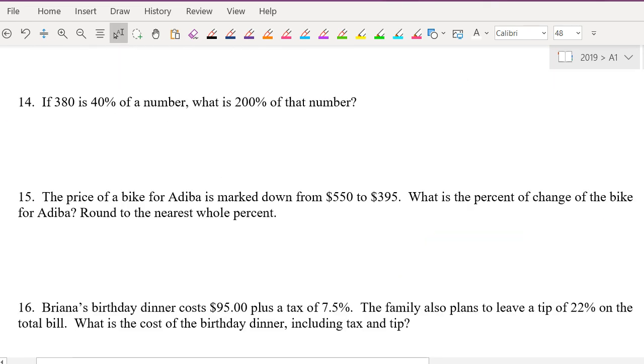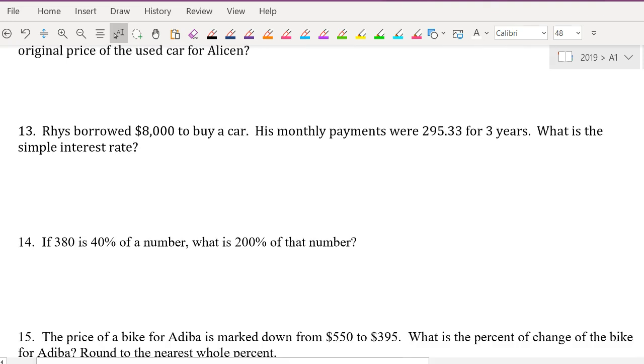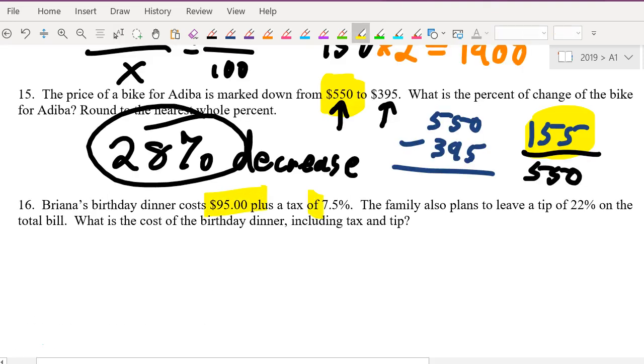Alright, let's see. Okay, plus tax of 7.5 and also 22% tip. Alright, I'll offer a prize out of the prize box for someone who thinks they can do this in one step.